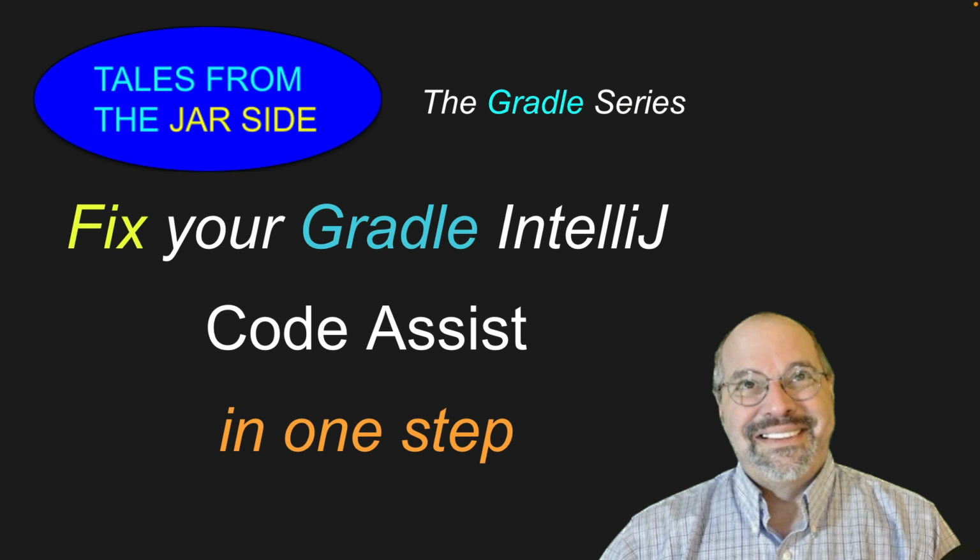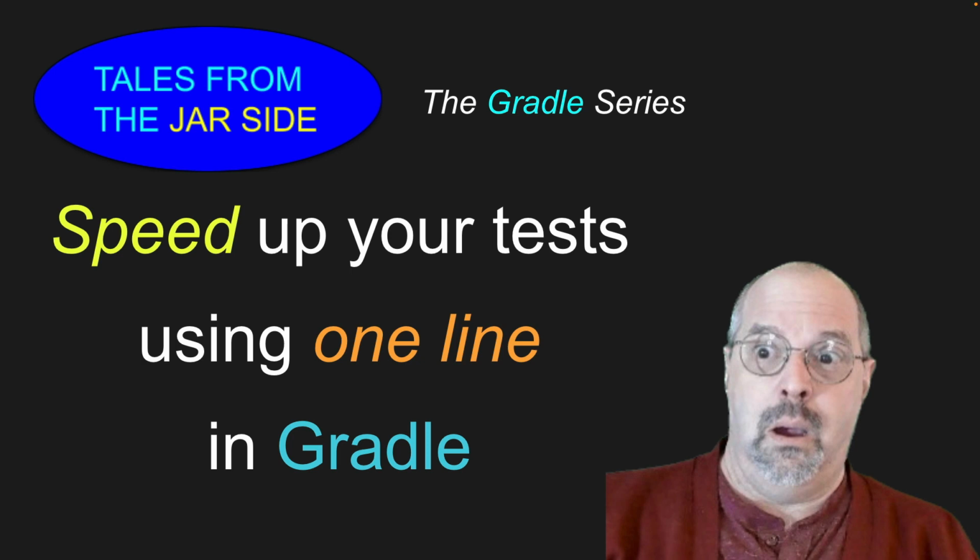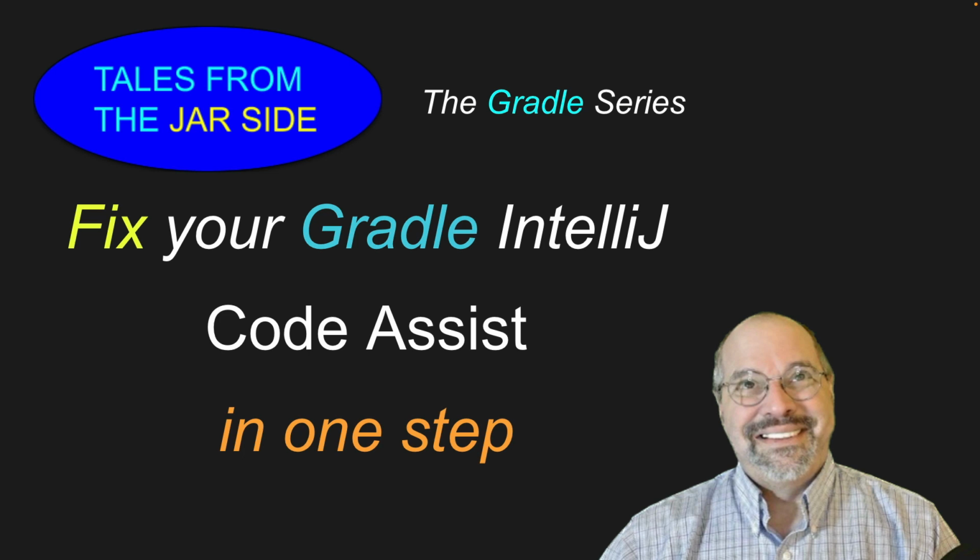Welcome back. I realized in a recent video I did on speeding up your JUnit tests using one line in Gradle, I actually missed an interesting feature, which is really easy to fix. It had to do with the code assist for my Gradle build file in Groovy inside IntelliJ. And it's a thing that can be fixed in one step. Let me show you what I'm talking about.